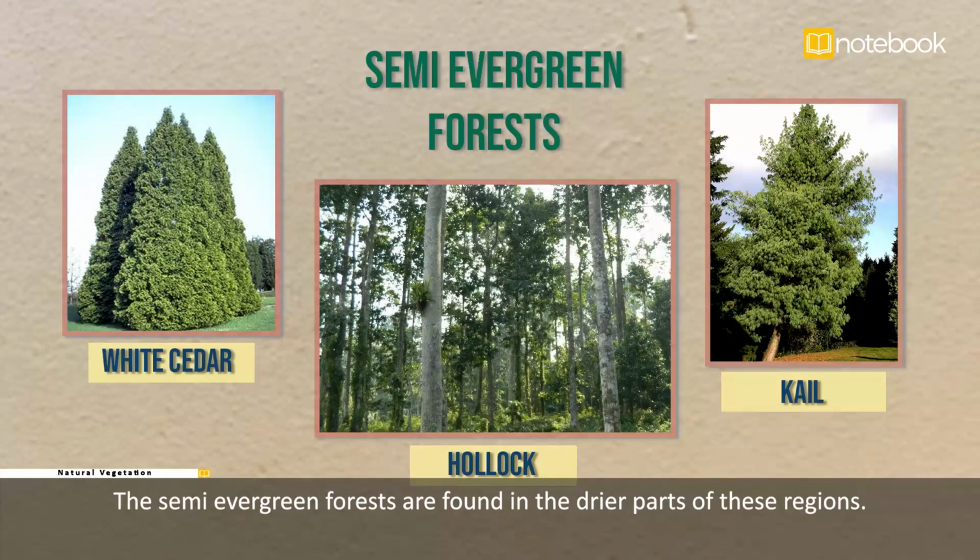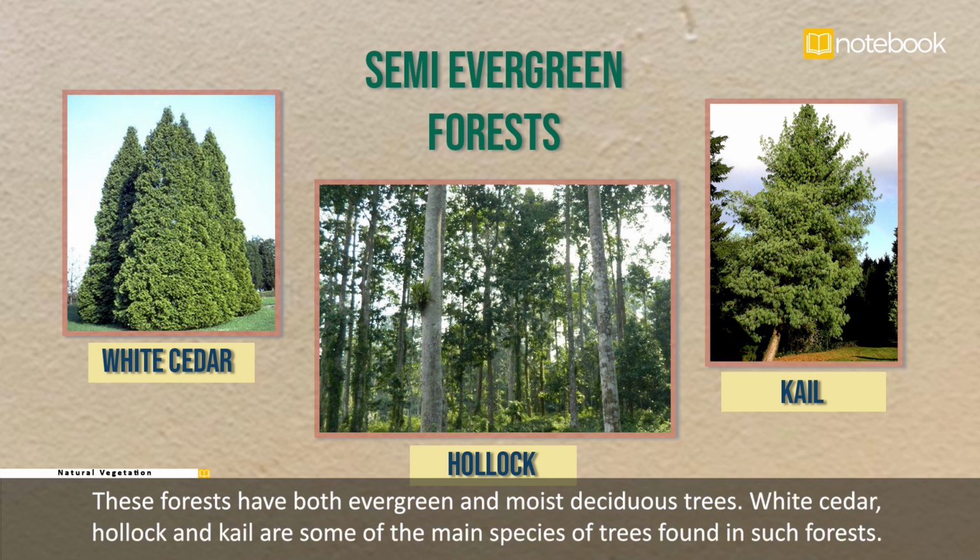The semi-evergreen forests are found in the drier parts of these regions. These forests have both evergreen and moist deciduous trees. White cedar, hollock, and kail are some of the main species of trees found in such forests.